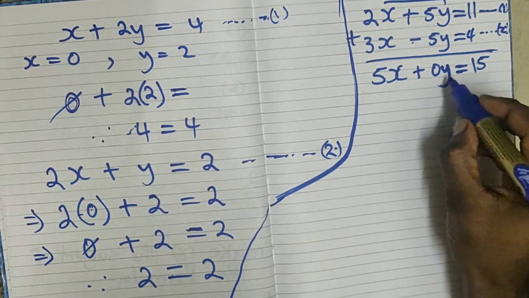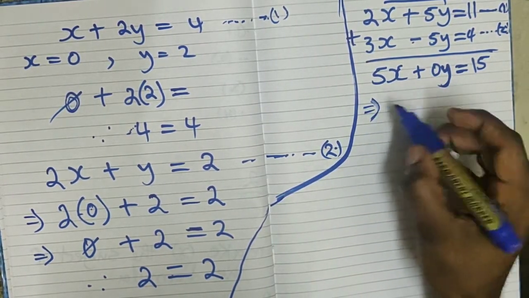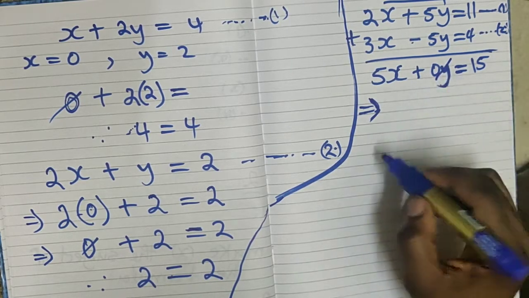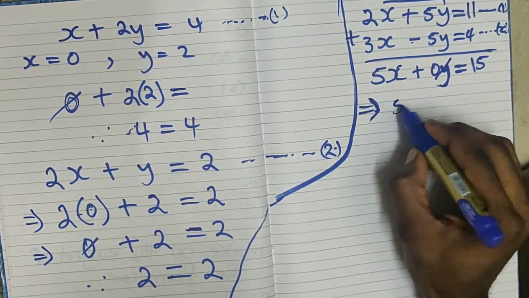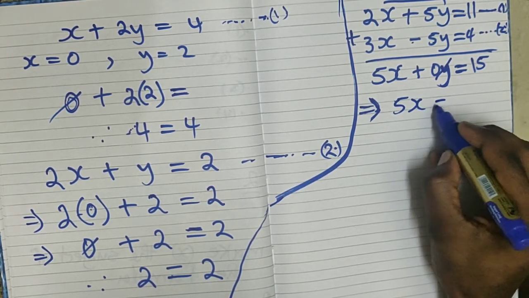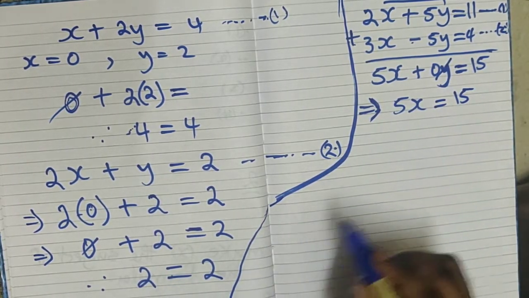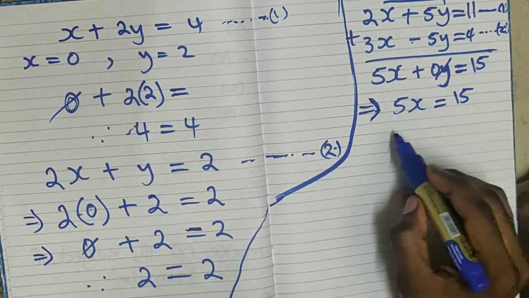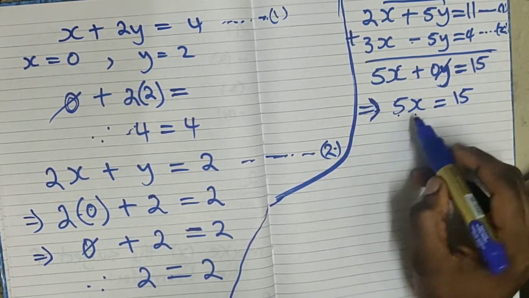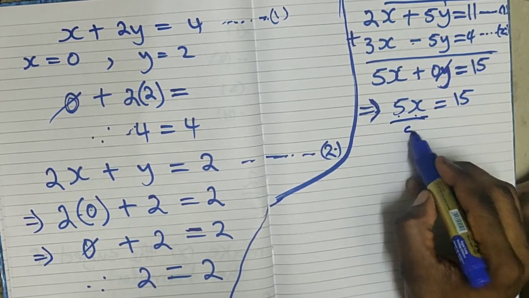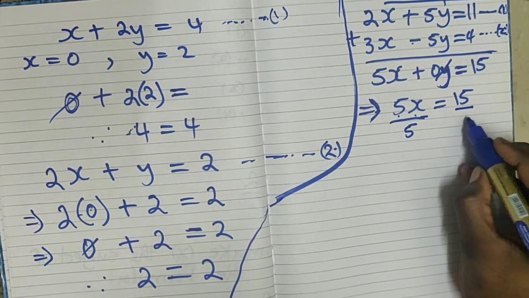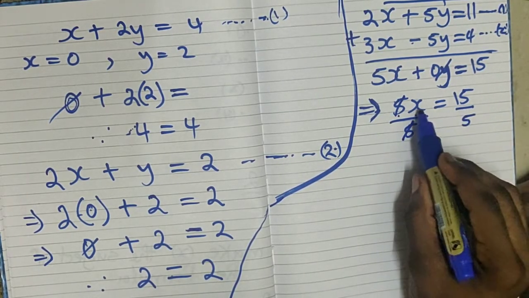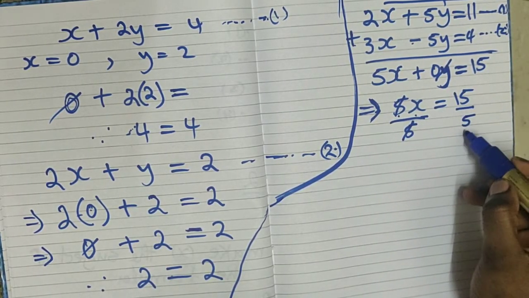So we are left with 5x equals 15, since 0y is simply 0. To find x, make x the subject: we divide both sides by the coefficient of x, which is 5. The 5 cancels, 5 divided by 5 is 1, so we are left with x equals 15 over 5.